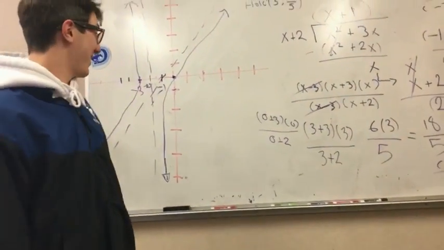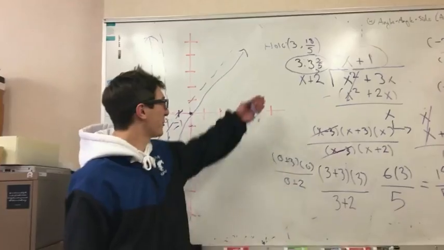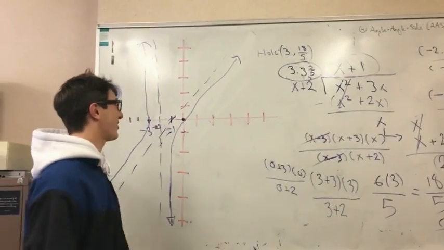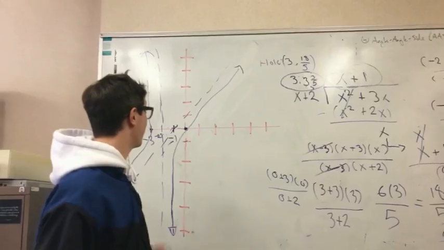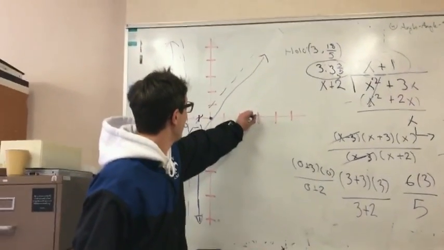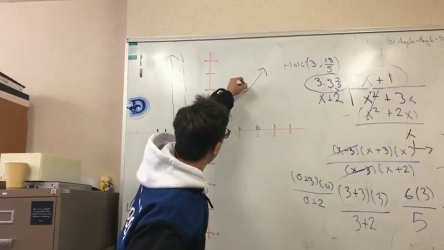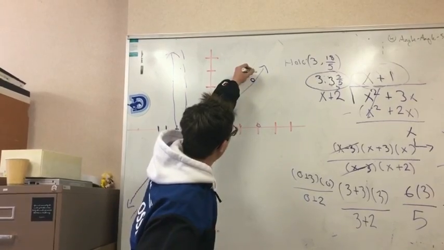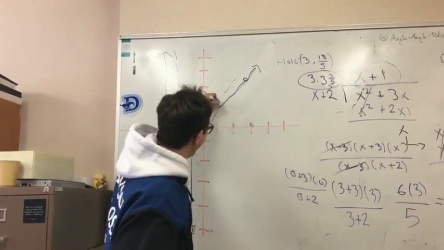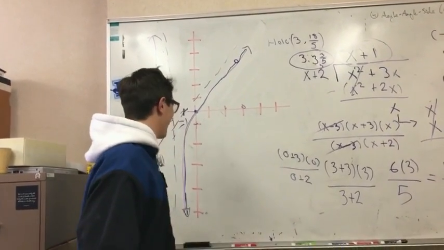So, yeah, we're missing one part. That's okay. So 3 3/5. So we're going to go here and then up to 3 and a little bit higher. So it should go like that. Boom. Woo!